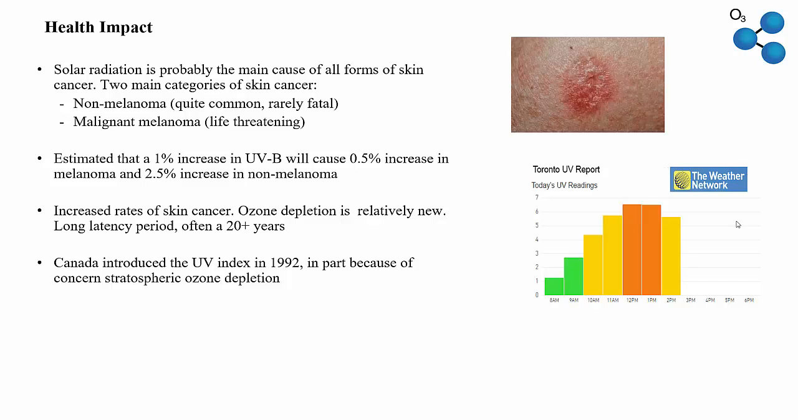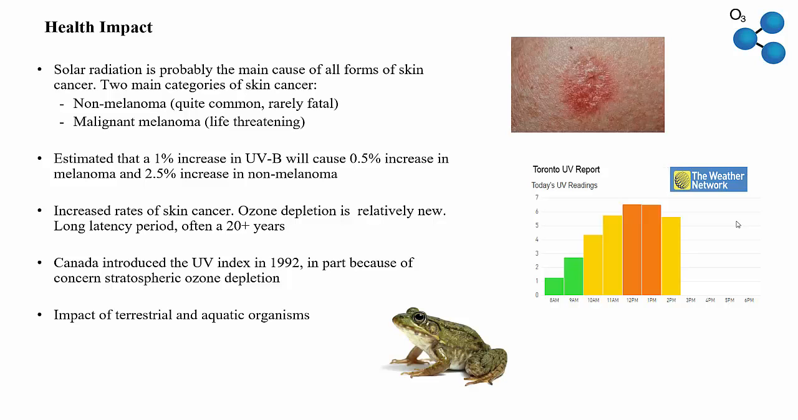In any event, Canada introduced the UV index in 1992 in part because of concern over stratospheric ozone depletion and rising skin cancer rates. Of course, the effects of increased UV levels would not just affect humans. They also have an impact on the biosphere. For example, it's been shown in the lab that amphibian eggs cannot withstand higher levels of UVB. It's suspected that the worldwide decline in frog and toad populations may in part be due to the thinning of the ozone layer.